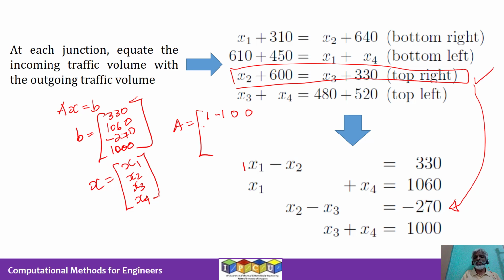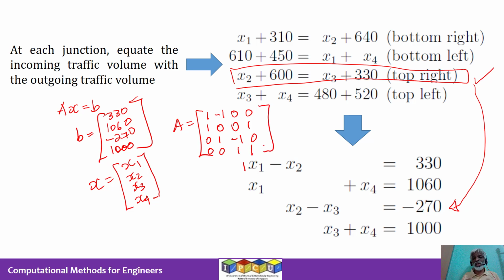For the second equation, it is going to be 1 because x1 is there, x2 is not there, x3 is not there, and x4 comes with a coefficient of plus 1. If you come to the third equation, x1 is not there, x2 has a coefficient of 1, x3 has a coefficient of minus 1, and x4 has a coefficient of 0. In the last equation, x1 and x2 have a coefficient of 0, and x3 and x4 have a coefficient of 1. So 0, 0, 1, 1. This is the A matrix.